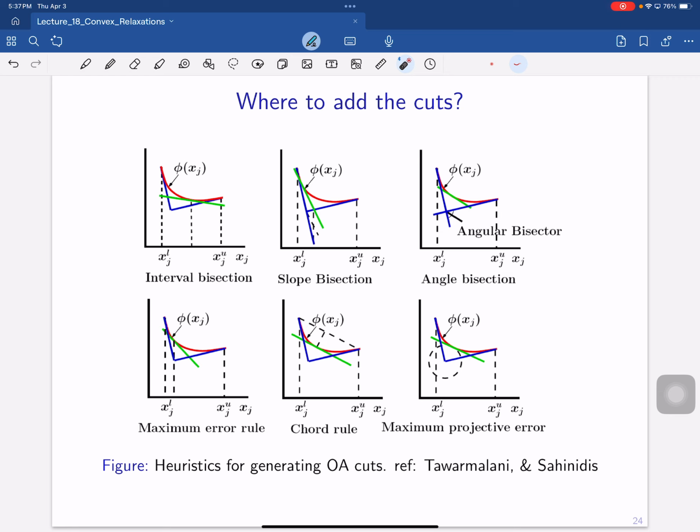Okay, and there are other different ways, like maximum projective error. I don't know exactly mathematically what this means. Could be you want to sort of maximize the size of this ball here.